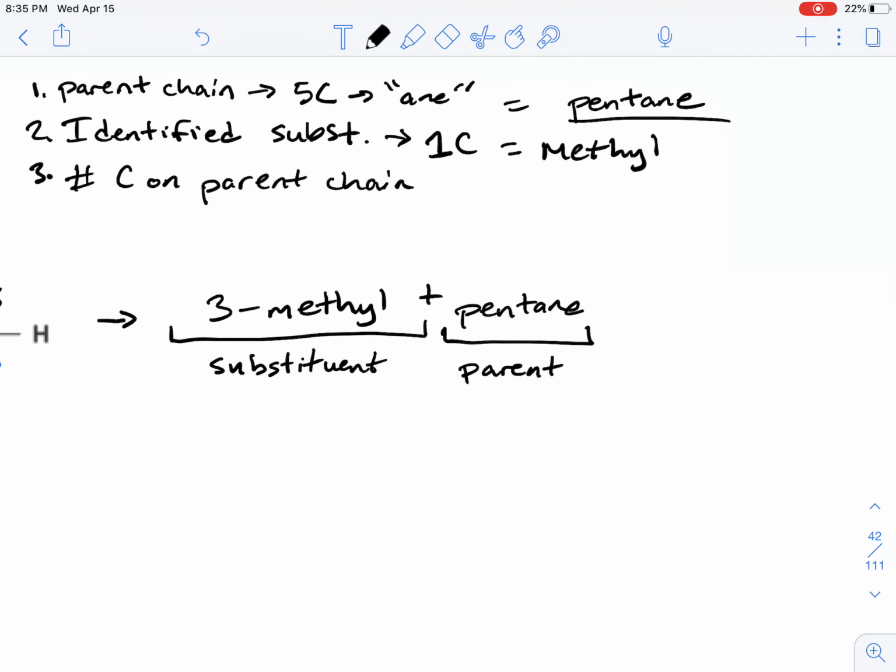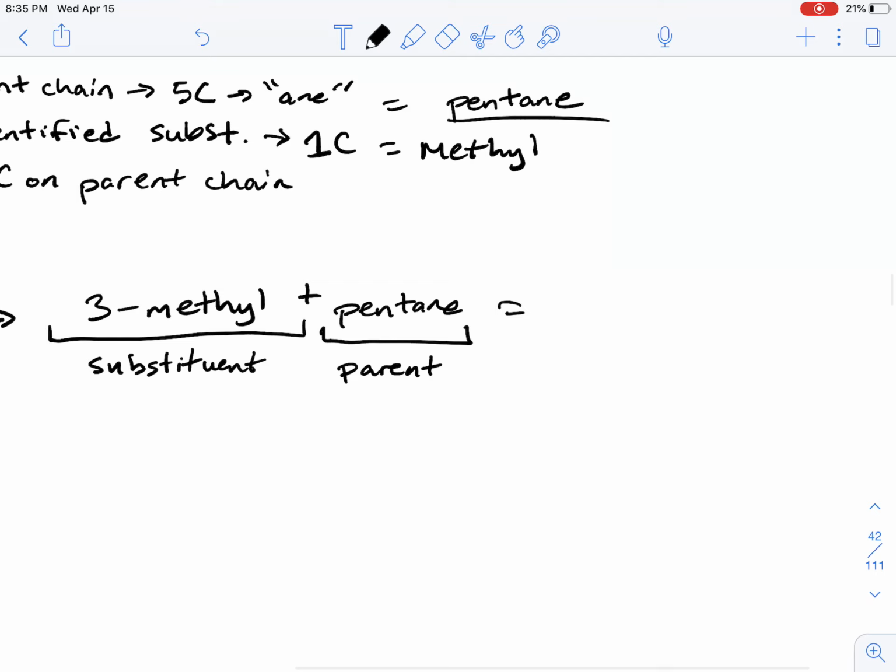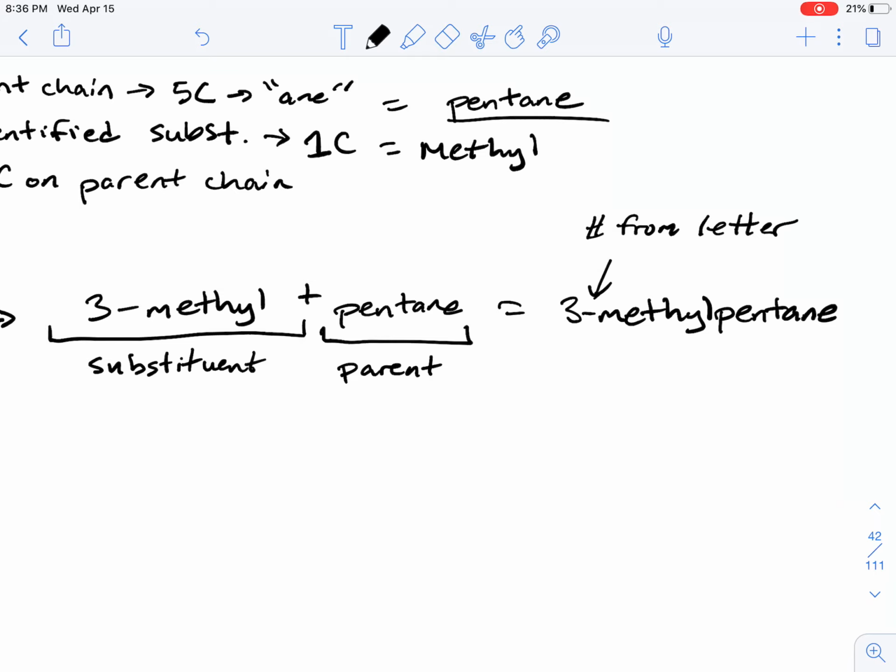Now, put these two together, and your final answer is 3-methylpentane. Once again, that dash is to separate number from letter. Okay. And yes, you guys do need to make sure you include the little details in your final answer.